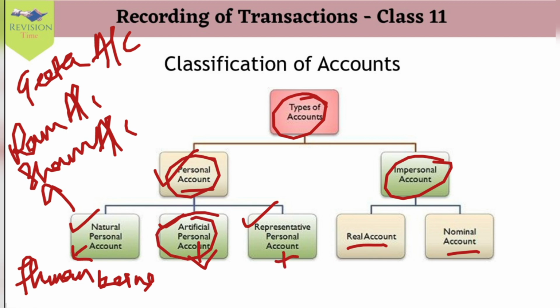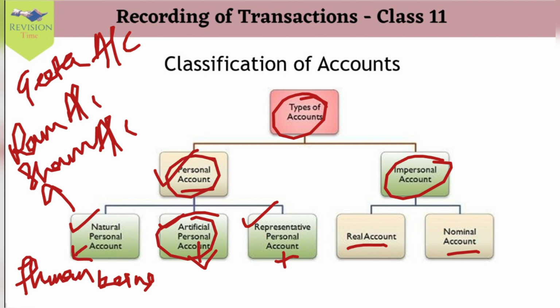Next is representative personal account. This account represents both our natural and artificial persons. Here under this account, we have mainly outstanding and prepaid income or expenses accounts.